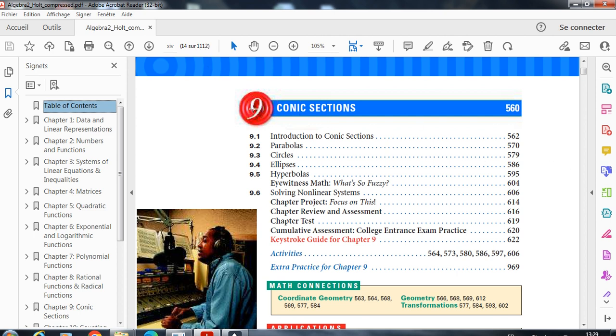Conic sections, the 9th chapter. We have introduction to conic sections, parabolas, circles, ellipses, hyperbolas. We will see all of that, and how to draw them.